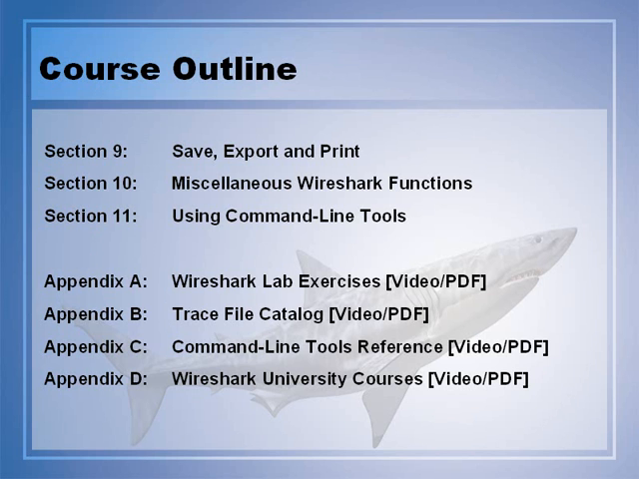In Appendix B, we have the trace file catalog. Now, these are general trace files that are separate from the lab trace files, and these trace files will provide you with more practice using Wireshark. A short video will introduce the trace file catalog and how it's organized, and then the PDF file contains the actual catalog entries. Appendix C, Command Line Tools Reference, will provide you with all of the command line tools syntax that you'll need when you get to section number 11 in the course.